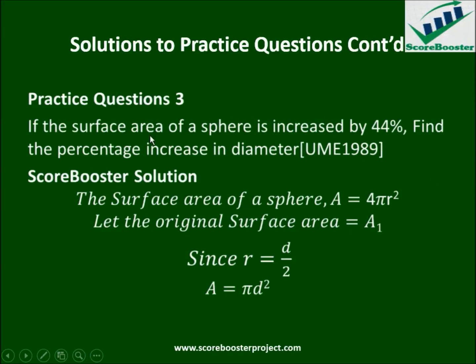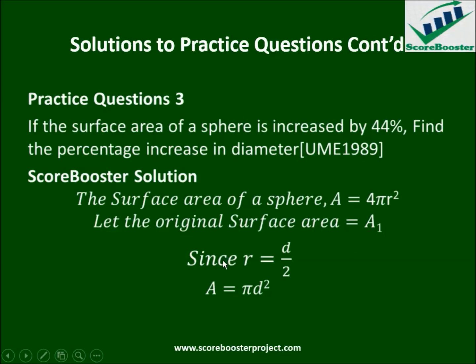Before you could attempt a question like this, it's important to know the expression for finding the surface area of a sphere, which is equal to 4 pi r squared. Now the area of a sphere is increased. The original surface area, let's represent it with A1. Remembering the general expression, A equals 4 pi r squared, the original surface area has been represented with A1.